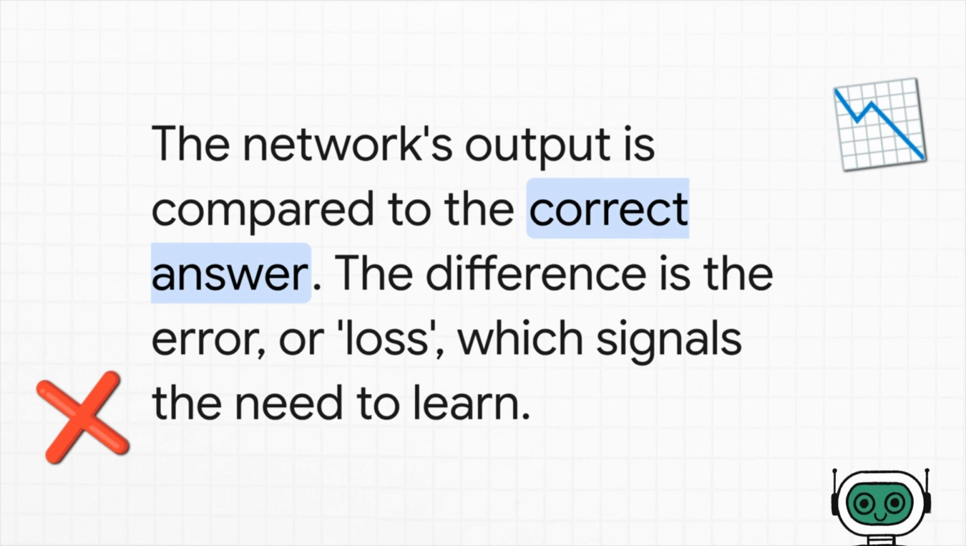The difference between what it said and what it should have said, that's our error. We use something called a loss function to measure just how big that error is. A big error means we need a big fix. A small error, just a tiny tweak.